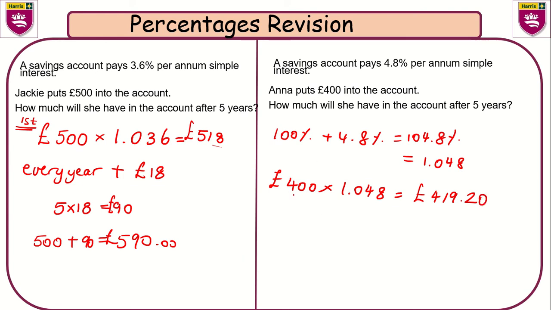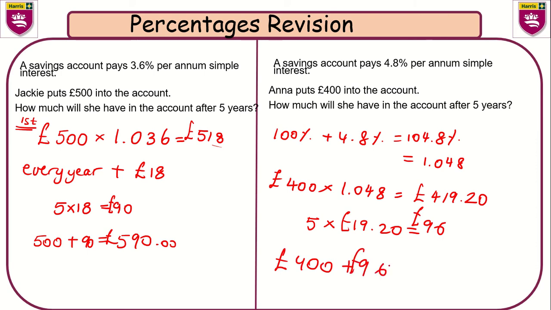Now, the difference between 400 and 419.20 is 19.20. So every year, you're going to receive £19.20, and we are going to receive this amount for 5 years. That means we need to do 5 times 19.20, and then add it on to our original price, which was 400. 400 plus 96, you are going to end up with £496 in total, and she will be able to have £496 in her account.